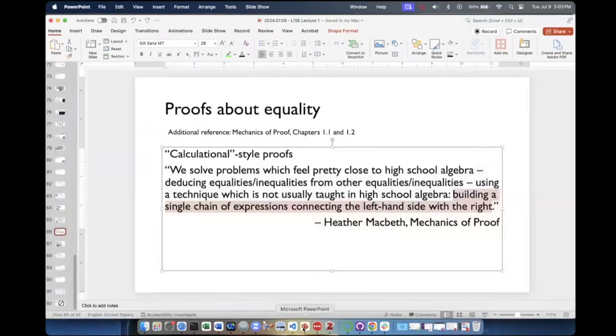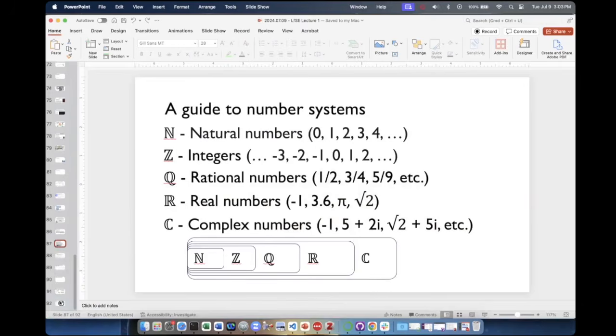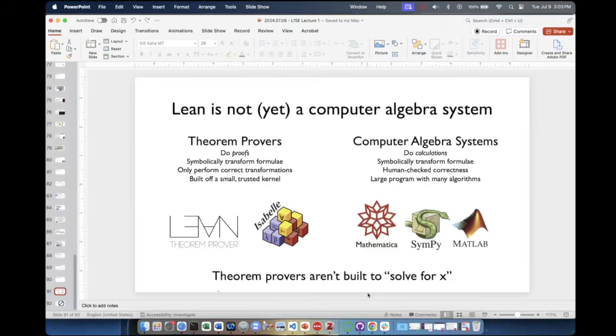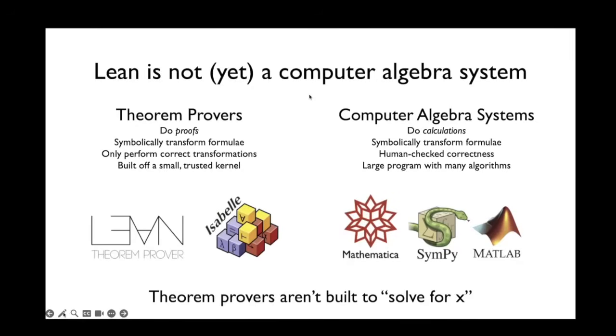And before we wrap up, I'm going to emphasize this final point, that Lean is not yet a computer algebra system. So what do I mean by this? Theorem provers like Lean and Isabelle, these tools I've been talking about, do proofs. They symbolically transform different formulas. You saw that in action, okay? And they're constrained to only perform correct transformations. That's where their rigor comes from.